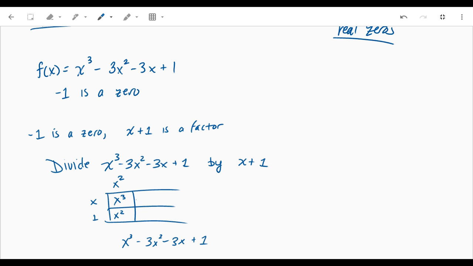I'm going for a -3x squared, so -4x squared here, -4x, -4x. And I'm going for -3x, so an x, 1, 1. And again, there should be no remainders when I'm doing these. Okay, so now I have f of x is x plus 1, and the other factor is x squared minus 4x plus 1. And now I can finish factoring.